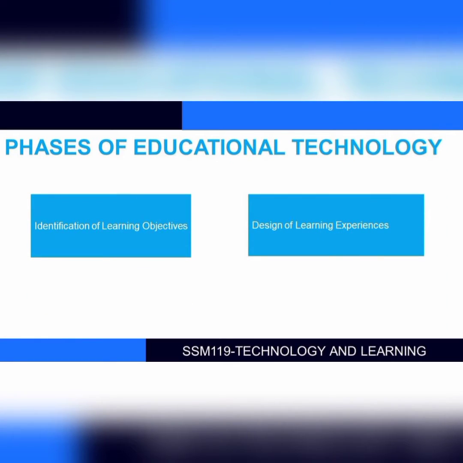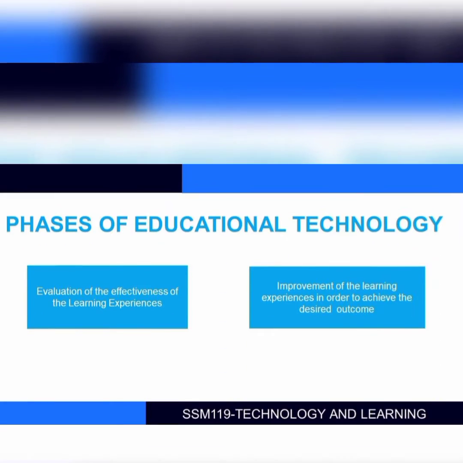Now, we will proceed to the phases of technology. The first phase is identification of learning objectives. We should first identify what objectives we need to attain for the needs of every learner using technology. And the second phase is the design of learning experiences. We clearly mold the students to explore the things around them where they acquire experiences and knowledge.